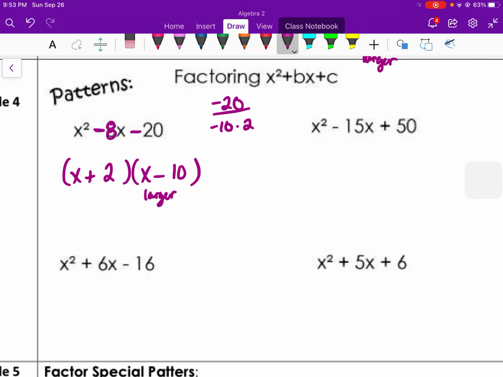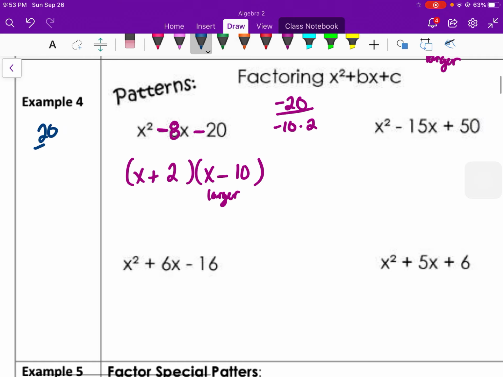So if you're just thinking about factors of 20, 1 and 20, 2 and 10, 4 and 5. You're finding the two that will make 8. And then the 10 had to be negative, and the 2 is positive because it adds up to negative 8. So the bigger one had to be the negative one, the 10.